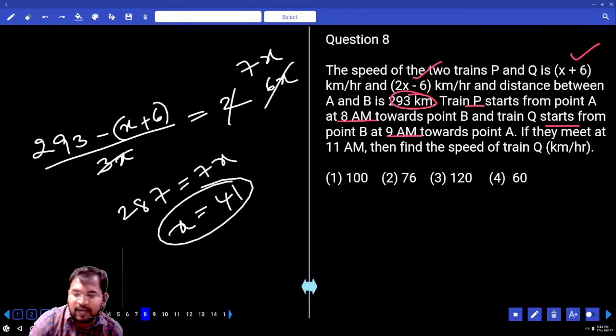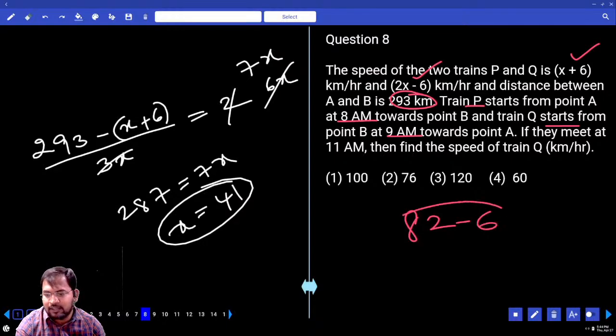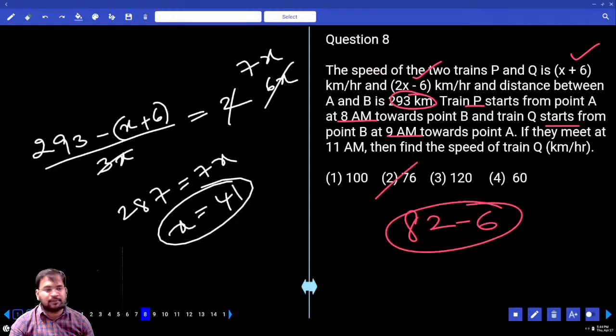But x is not your answer. Your answer is 2x minus 6. 2x is nothing but 82, minus 6. Your answer is 76. For relative speed to start, both the trains must be in motion at a time. If timings are different, you have to equate the timings. All of it clear? Shall I go for the next question?